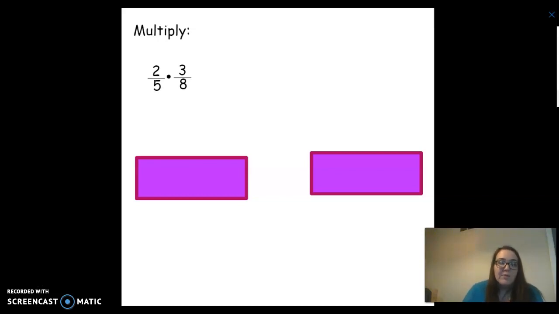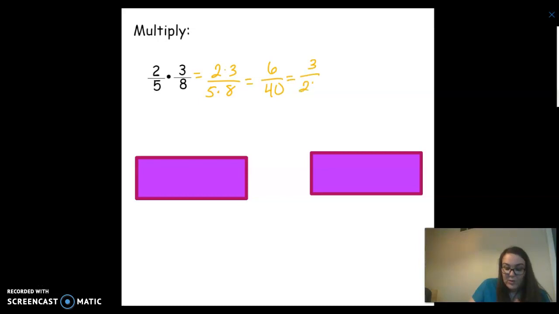So if you were to multiply fractions, what would you tell me? Well, right here you would say multiply that numerator, 2 times 3. Multiply that denominator, 5 times 8. Okay, you may have actually already multiplied them to say 6 over 40. And then after you multiply, you would simplify. Divide them both by 2 here, so 3 over 20.